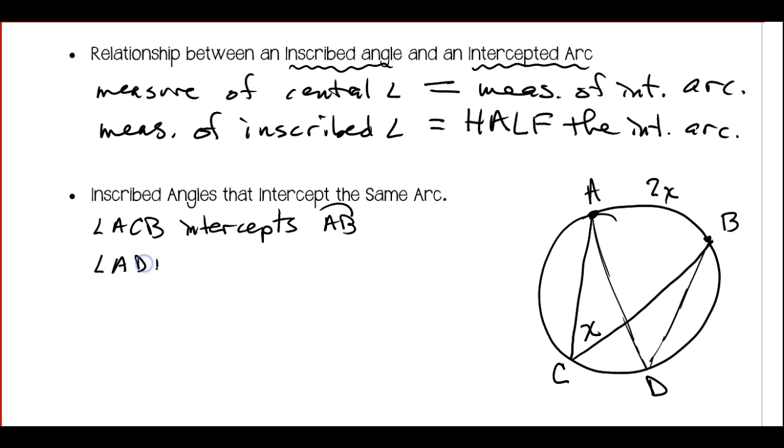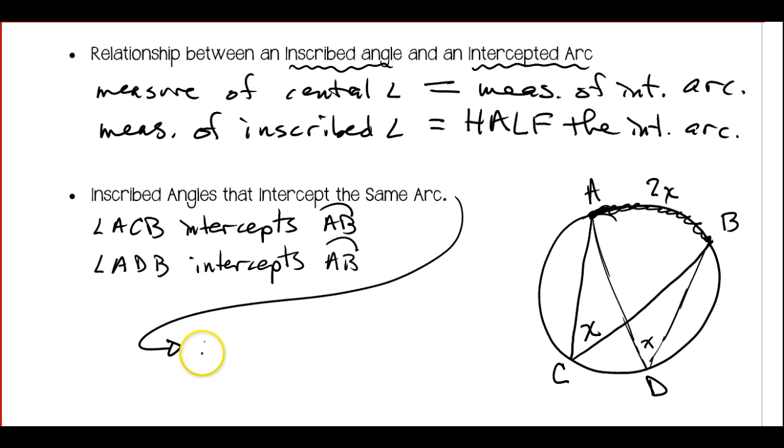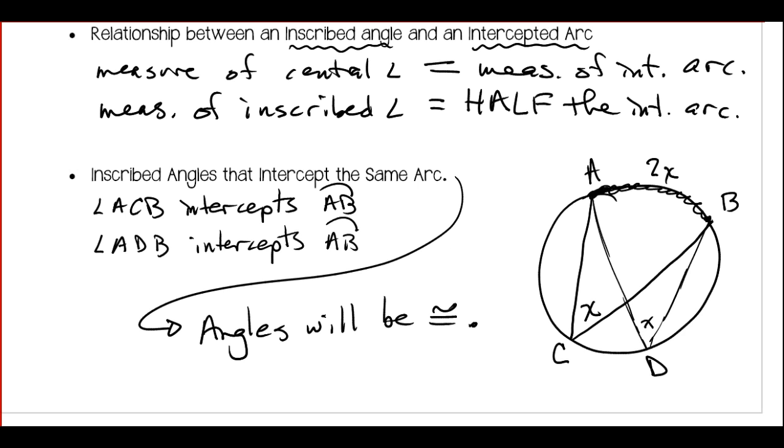Angle ADB, it also intercepts arc AB. So if these two inscribed angles intercept the same arc, they have to be half of the same arc measure. Okay, so that means that they're going to have to be equal, so this is going to be x. So inscribed angles that intercept the same arc will be congruent. This is a really important concept because we're going to see this all the time.